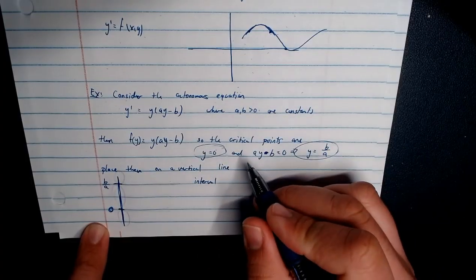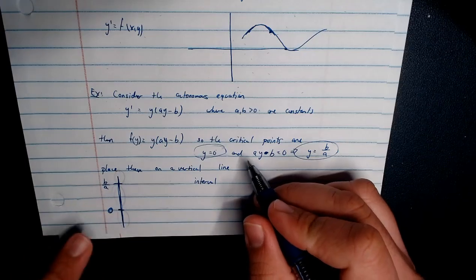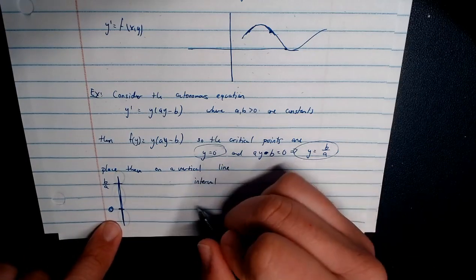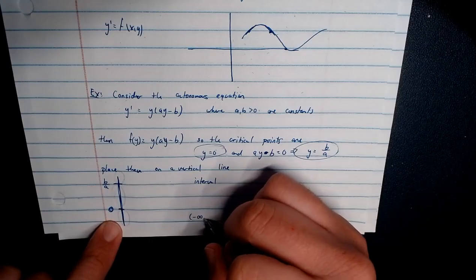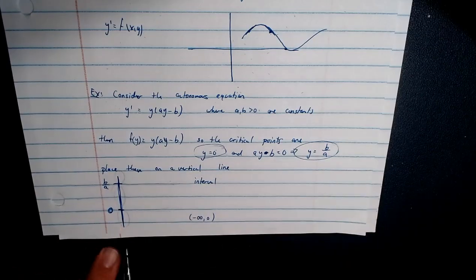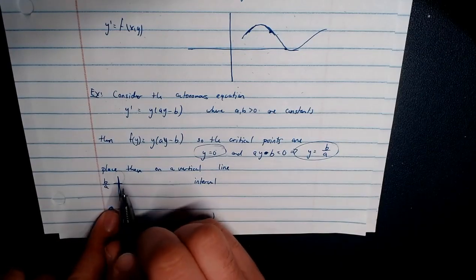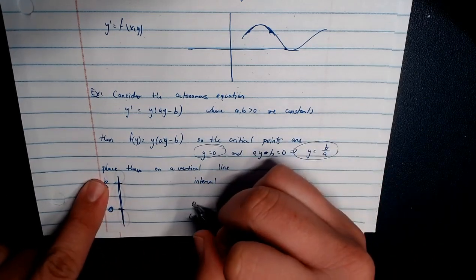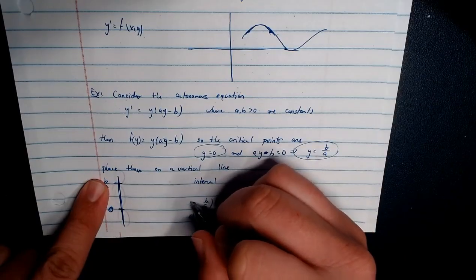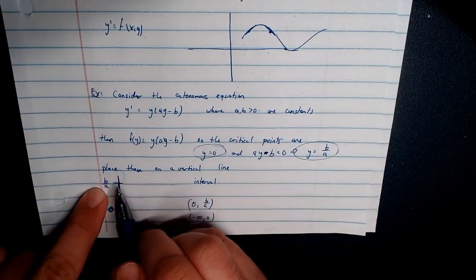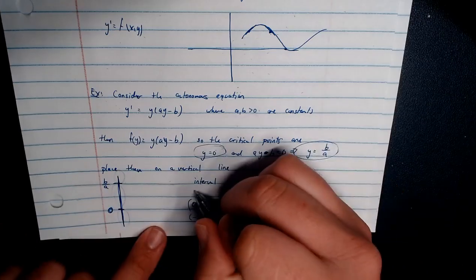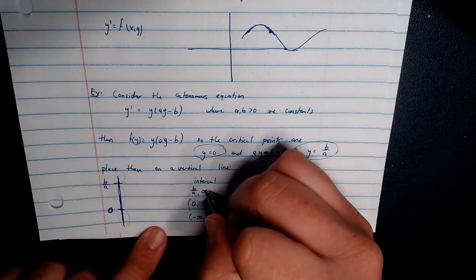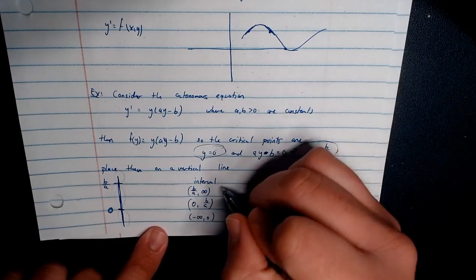If we have some values, any point in this interval, well then that's somewhere between negative infinity and 0. From down here, from negative infinity to 0. If we have something in this interval, it's somewhere between 0 and b over a. So from 0 to b over a. And if we have something in this top interval, well then that's something greater than b over a. So starting from b over a, going off to infinity.